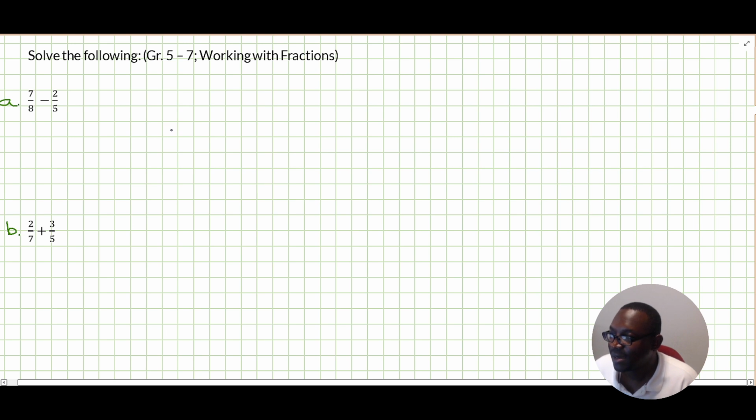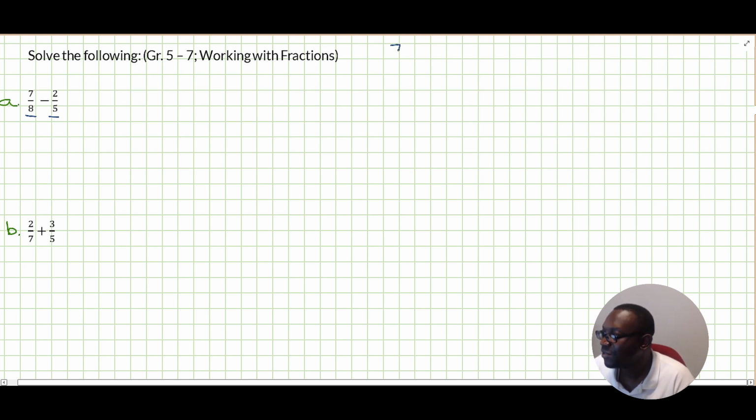All right, so we're looking at question A. So we have 7 over 8 minus 2 over 5. The first thing I'm going to look at is the denominator. I can see they're different. So I need to ask myself, what do I need to do to make sure that they are the same? So what I'm going to do now is find a common denominator. The easiest thing to do is just multiply 8 and 5. That's going to give me 40.